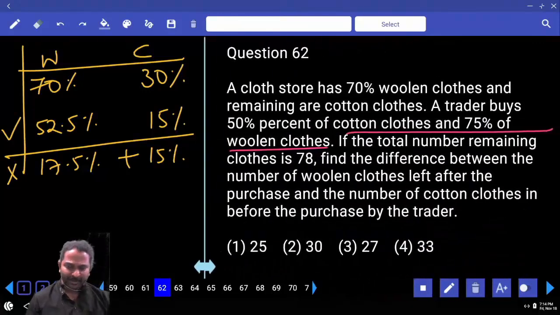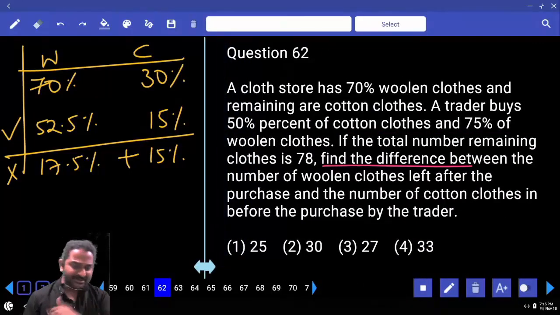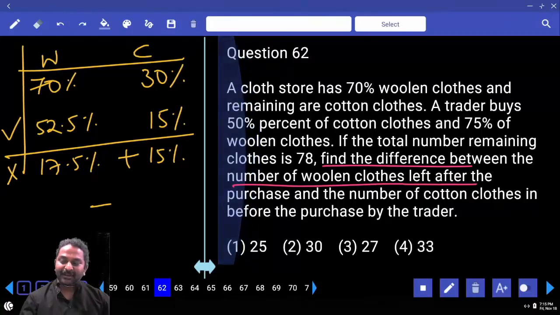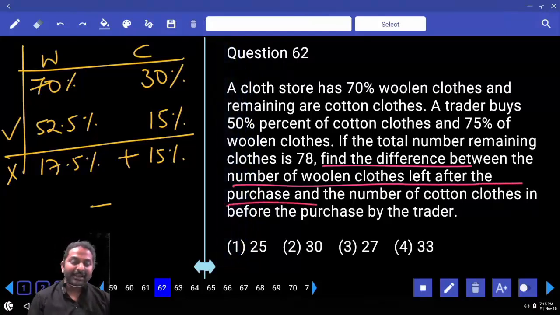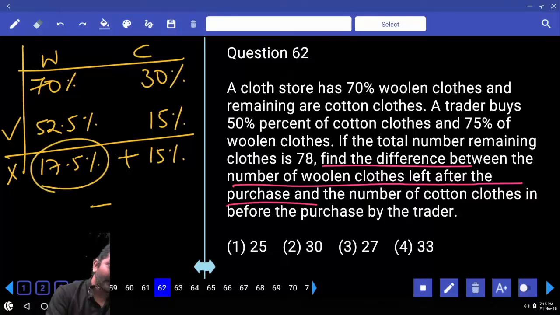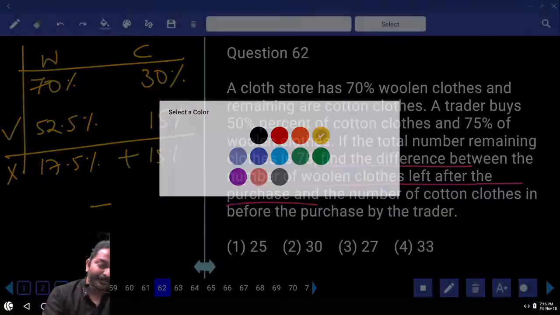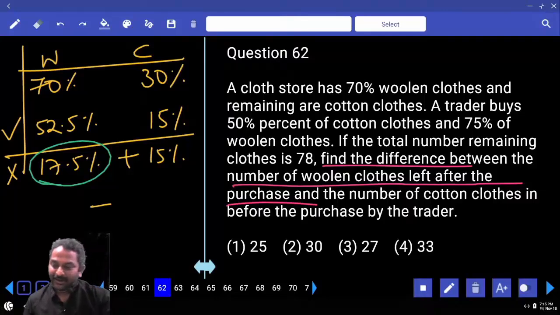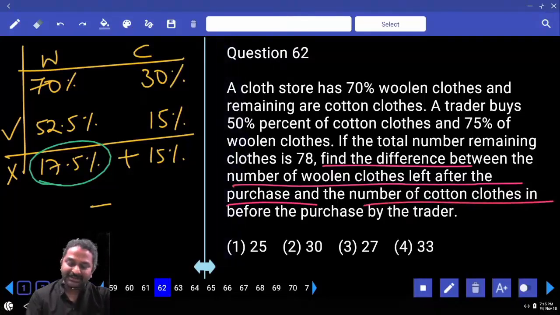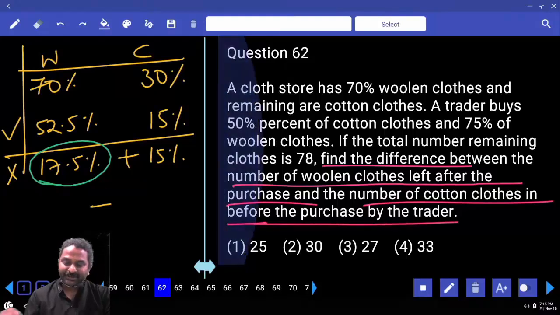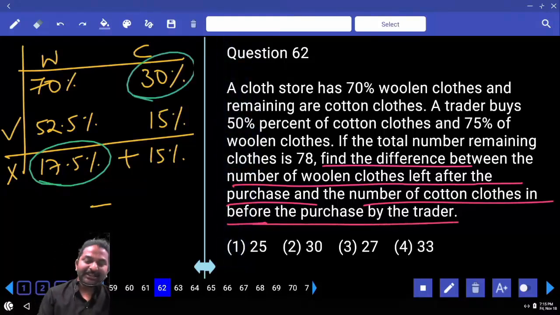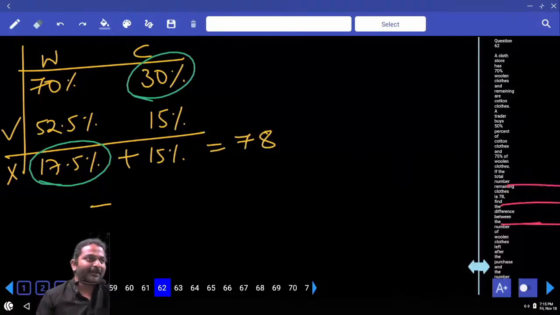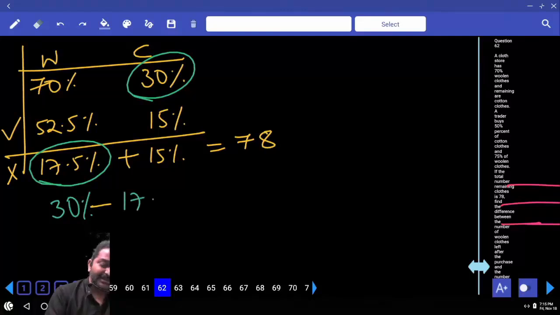Continue. Find the difference between the number of woolen clothes left after the purchase. How many woolen are left? 17.5. And the number of cotton clothes before the purchase, that is 30. We were asked to calculate the difference between those two, right? 30 minus 17.5, which is equal to how much? This is our question.